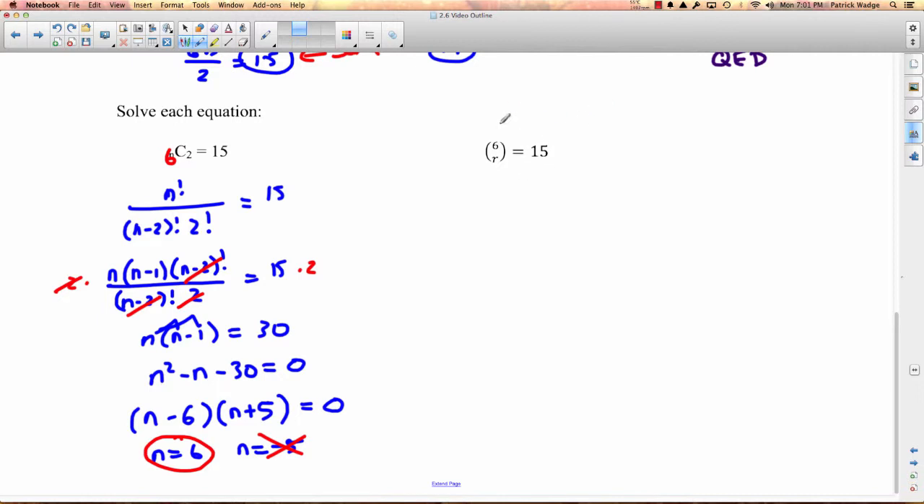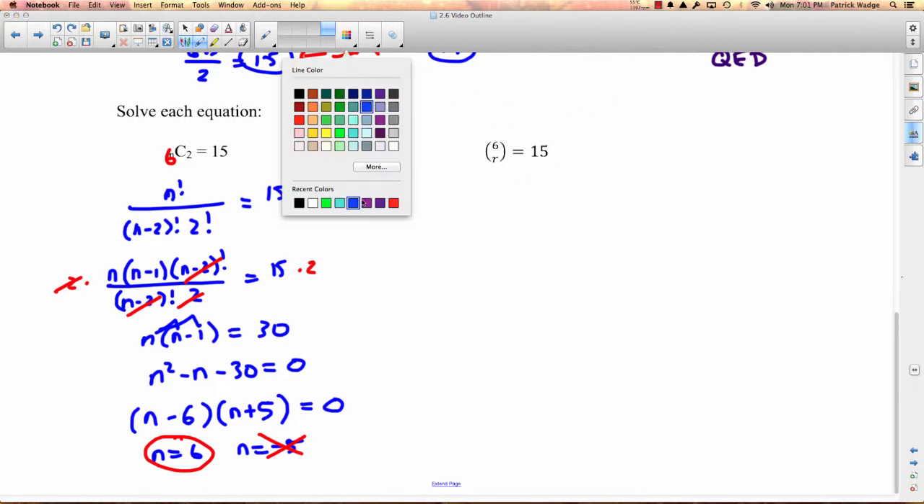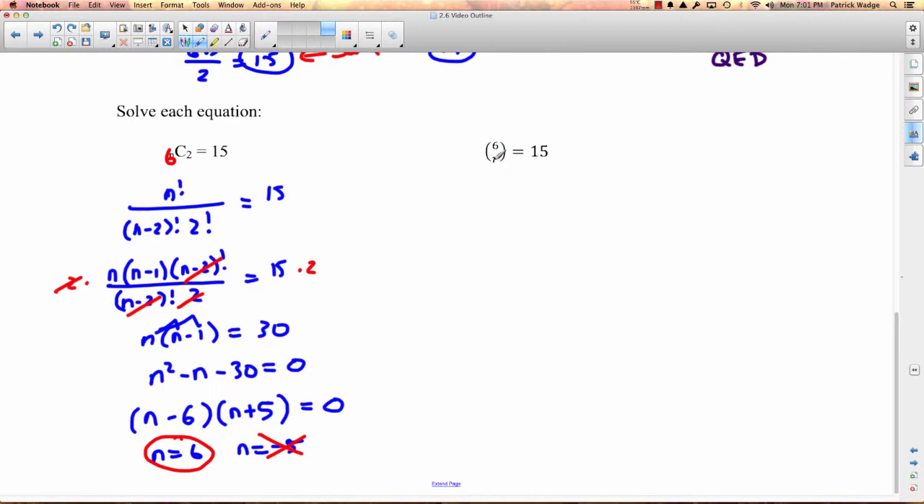Okay, this one. What's this mean? Do you remember that is there? This is the other way of writing that. Okay, it's just another way of writing it. So again, let's put it in this form. We have 6 factorial over 6 minus r factorial, and then r factorial equals 15.